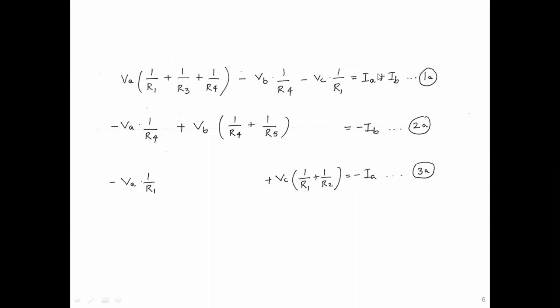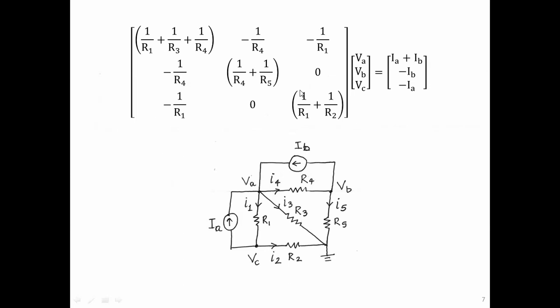Now I'm assuming you are basically familiar with matrices, so I'm going to write this as a matrix of 1 by resistances multiplied by VA, VB, VC on the left hand side and the currents on the right hand side. So this is how the matrix looks. Alright, VA, VB, VC, IA plus IB, minus IB, minus IA. Now this matrix has a very interesting property. So let's think about this property.